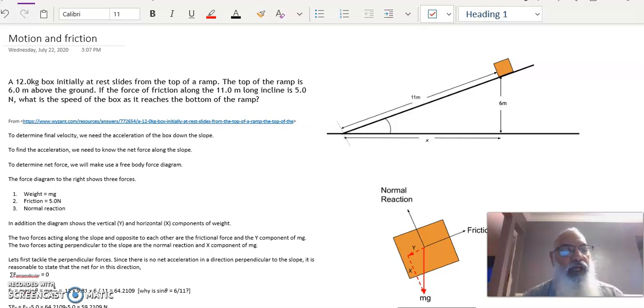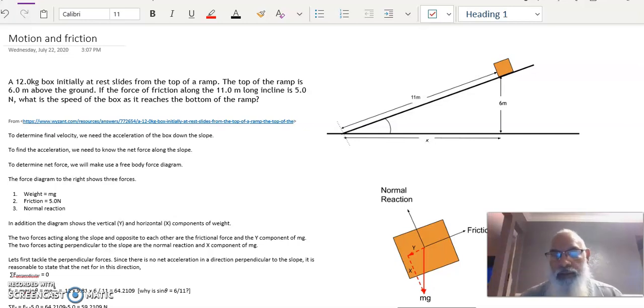This is about motion and friction. I'm going to go ahead and read the question to you. A 12.0 kilogram box initially at rest slides from the top of a ramp. The top of the ramp is 6 meters above the ground. If the force of friction along the 11-meter long incline is 5.0 newtons, what is the speed of the box as it reaches the bottom of the ramp?